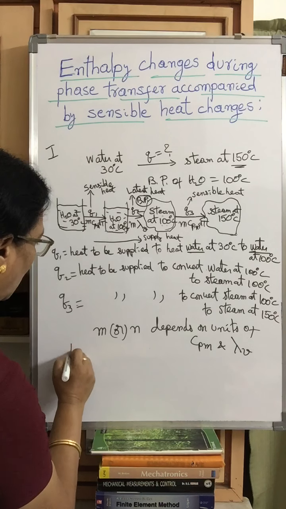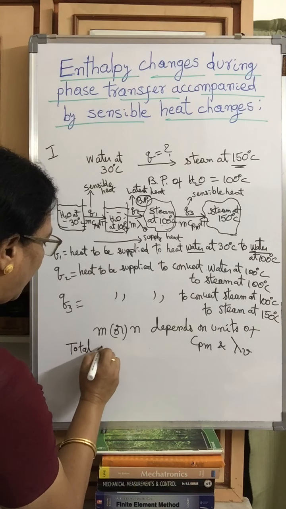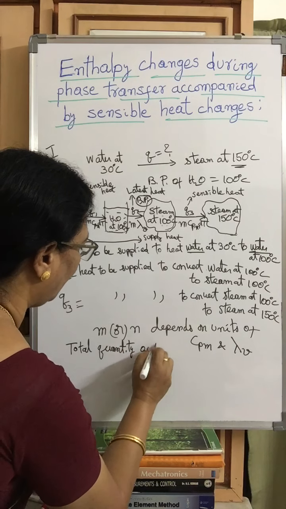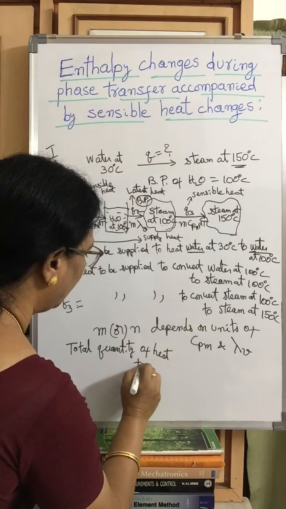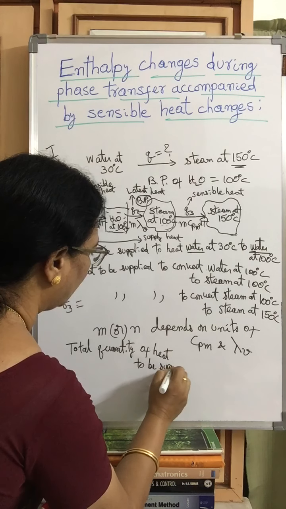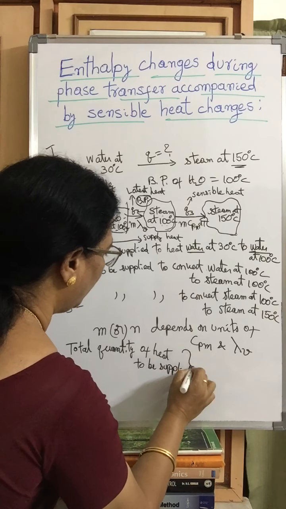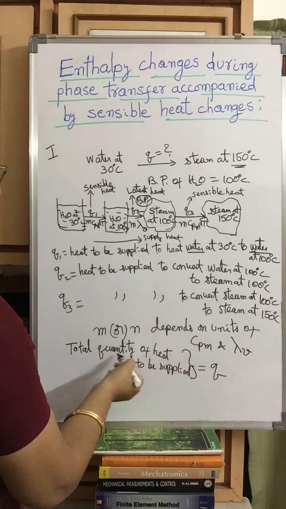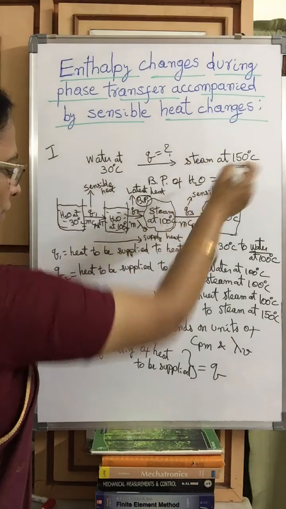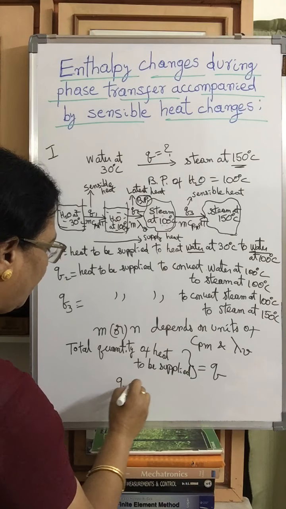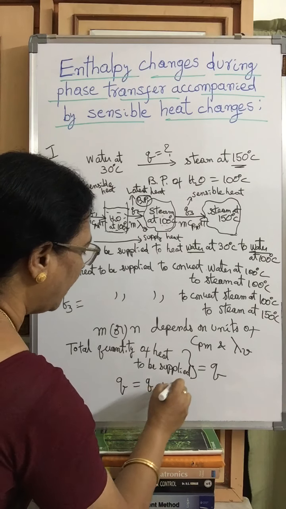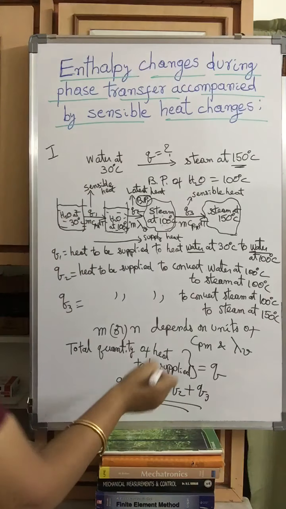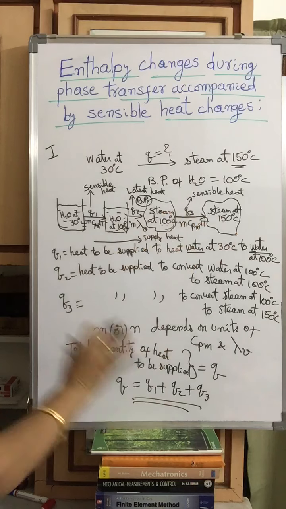Therefore, the total quantity of heat to be supplied equal to Q, this one. This Q is what? This Q from 30 to 150. So Q is given by here, add all the parts, Q1 plus Q2 plus Q3. Okay, each part you need to add.